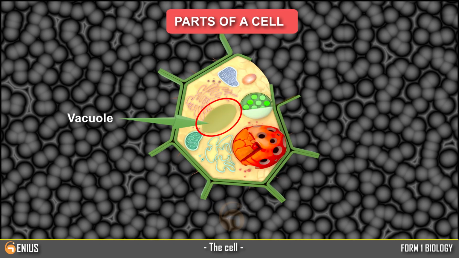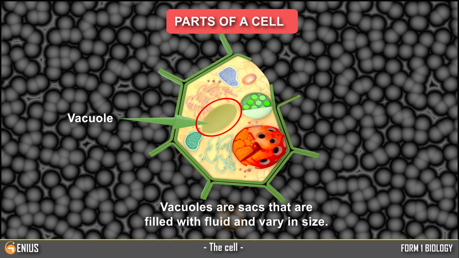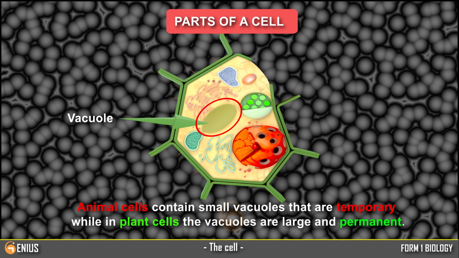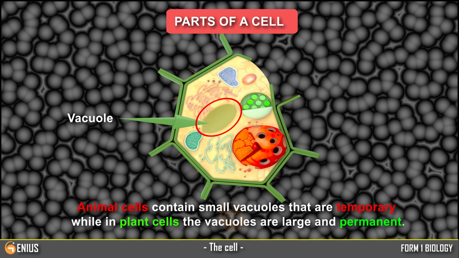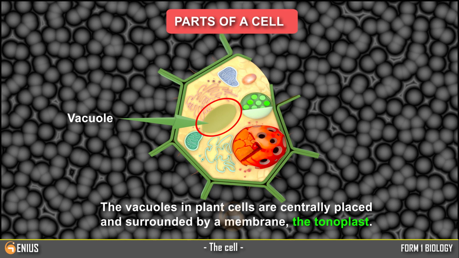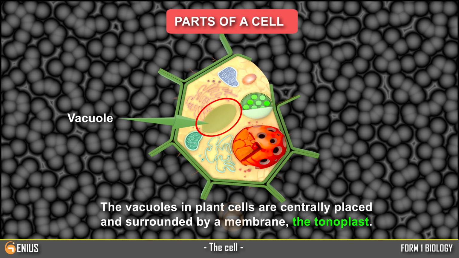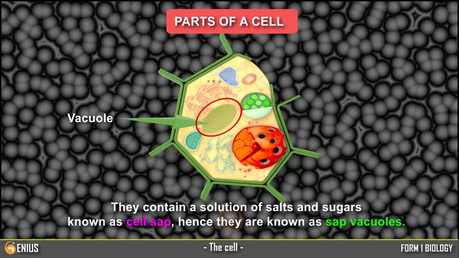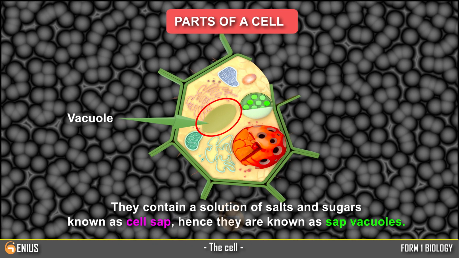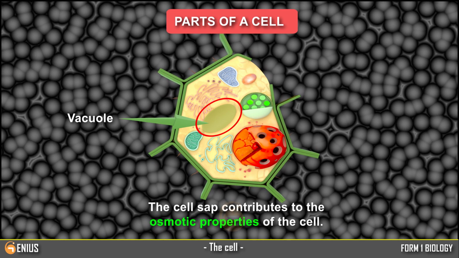Vacuoles. Vacuoles are sacs that are filled with fluid and vary in size. Animal cells contain small vacuoles that are temporary, while in plant cells the vacuoles are large and permanent. The vacuoles in plant cells are centrally placed and surrounded by a membrane, the tonoplast. They contain a solution of salts and sugars known as cell sap. Hence they are known as sap vacuoles. The cell sap contributes to the osmotic properties of the cell.